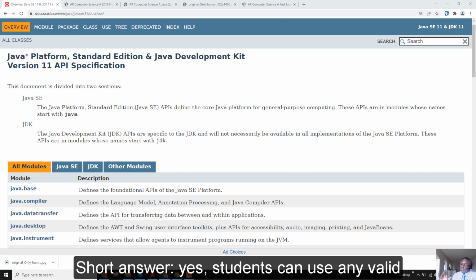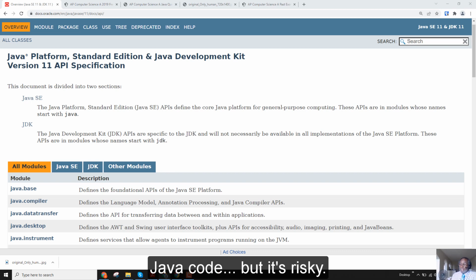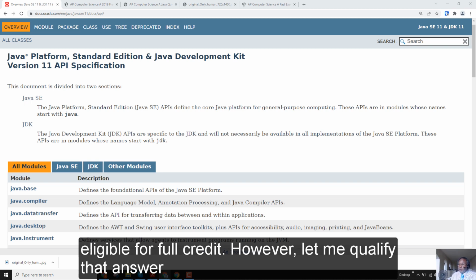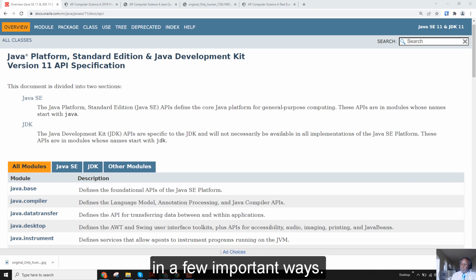So the short answer is yes. Students can use any valid Java code, but it's risky. Okay, now let's go for the long answer as well. In general, the rule is that if the solution is a valid Java solution, it's eligible for full credit. However, let me qualify that answer in a few important ways, right?